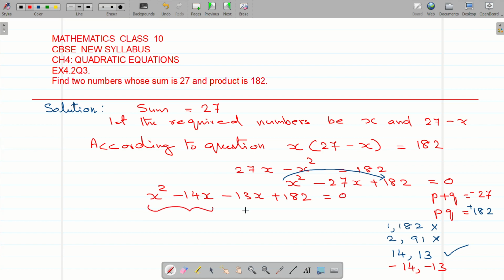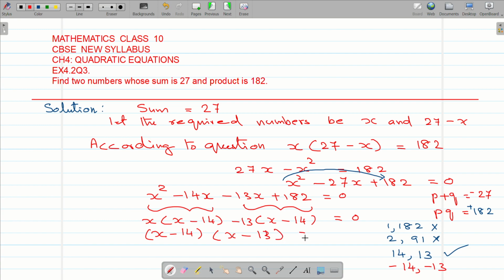From the first two and from the last two terms, I can take common factors. From the first two, if I take x common, x minus 14. Now the next bracket should be x minus 14. For that I have to take minus 13 common. So x minus 14 into x minus 13 is equal to 0. So x is equal to 14, x is equal to 13.